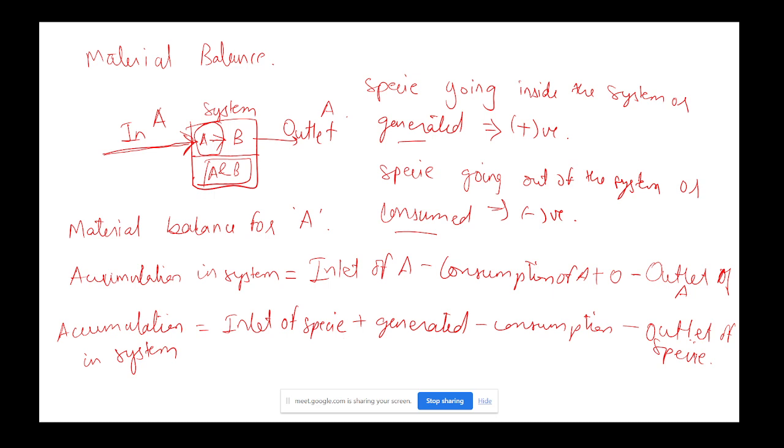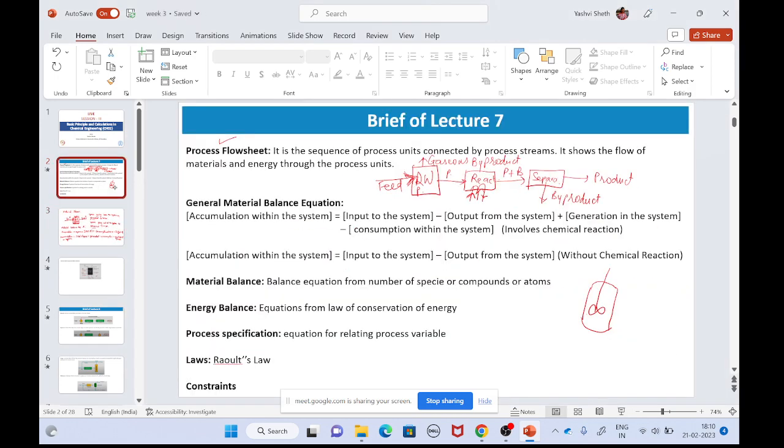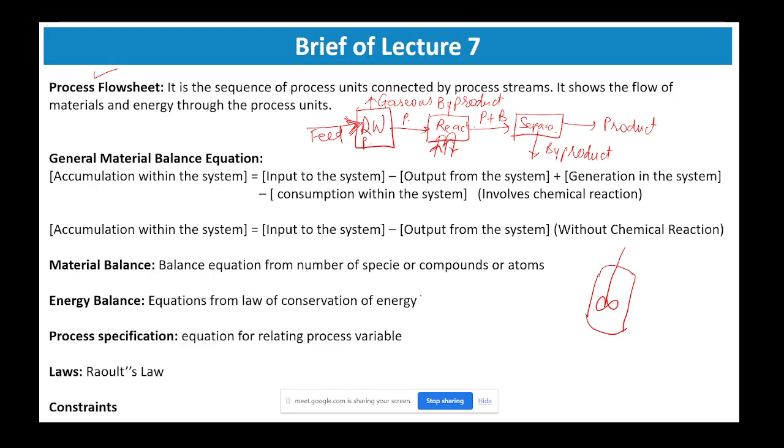So this is the general mass balance equation that you can write. And here what it is written: accumulation within the system is input to the system minus output plus generation and consumption within the system. Now this involves a chemical reaction.